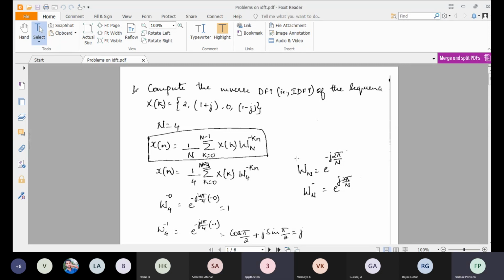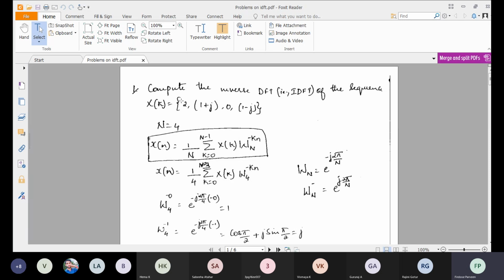Compute the inverse DFT of the sequence x of k is equal to 2, 1 plus j, 0, 1 minus j. Okay. So here how many samples are we having? We are having 1, 2, 3 and 4. So altogether we are having 4 samples. So capital N will be equal to 4.